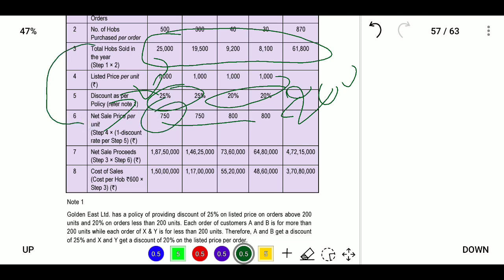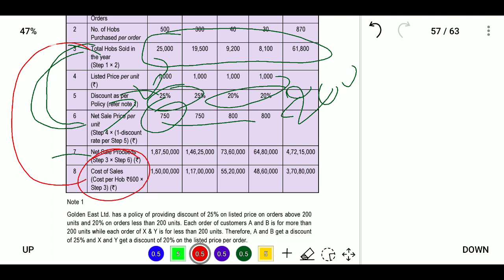Next, 90,000 into 19,500 into 750 net proceeds we will get. And from this we will get the cost of sales, that is into 600 we will get the sales. So we will cut the sales minus variable cost.